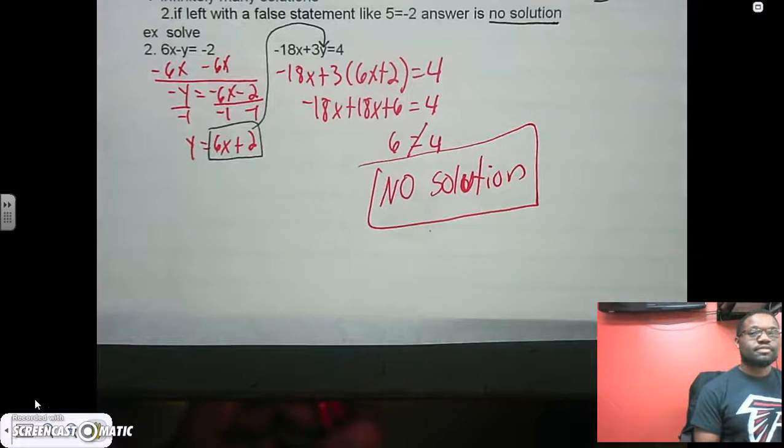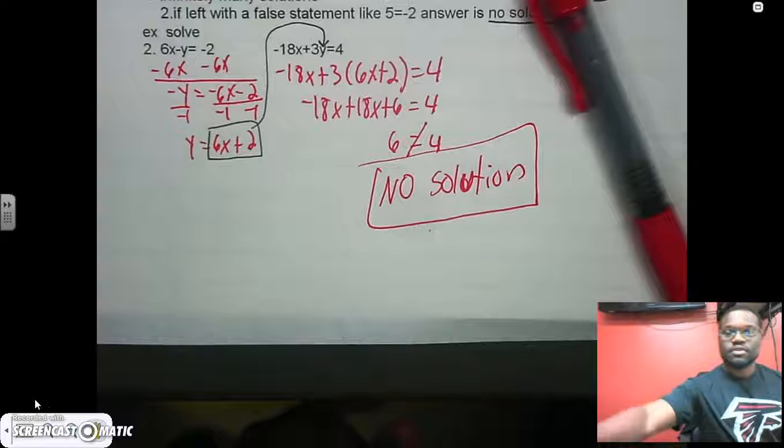That is solving systems of equations by substitution.